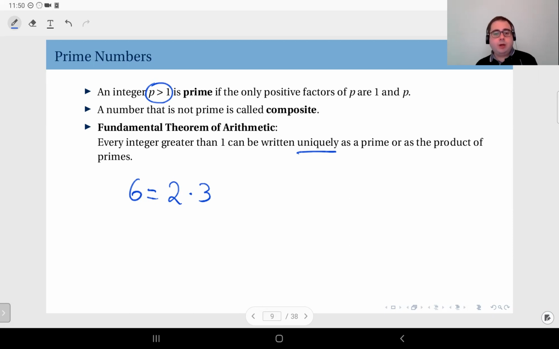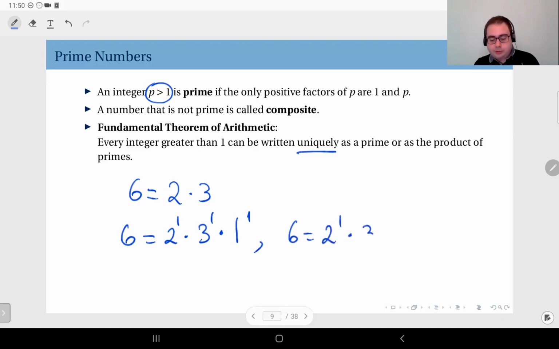But if you include 1 as a prime number, you would have 6 equals 2 to the power 1 times 3 to the power 1 times 1 to the power 1. But at the same time, you can also write 6 as 2 to 1 times 3 to 1 times 1 to 5. Therefore, if you include 1 as a prime number, the uniqueness doesn't hold in this theorem. Therefore, it's important that we start prime numbers with 2.